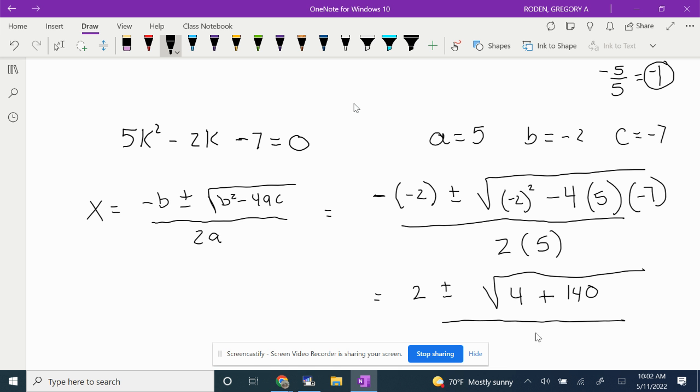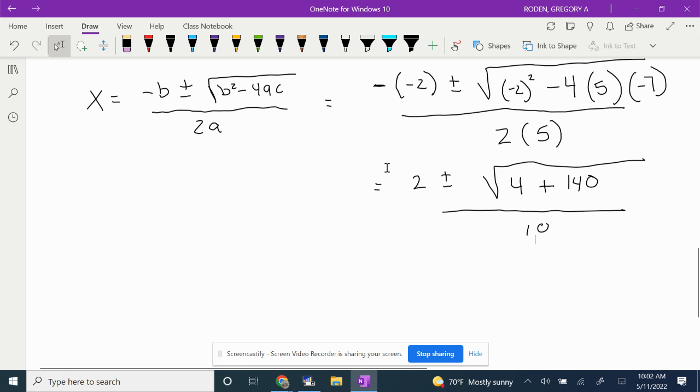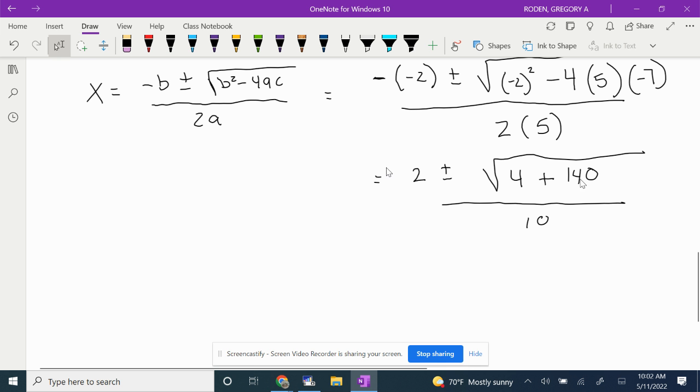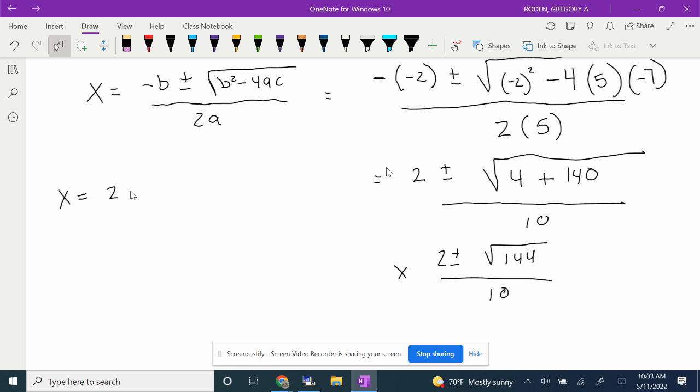And then we're going to say all over 10, right? Okay. And then, well, 140 plus 4 is 144, and that's a really good number, right? Because it's a square root. And then so we got the square root of 144 all over 10. Now this is what x equals. So then, well, square root of 144 is 12, right? So we get x equals 2 plus or minus 12 over 10.